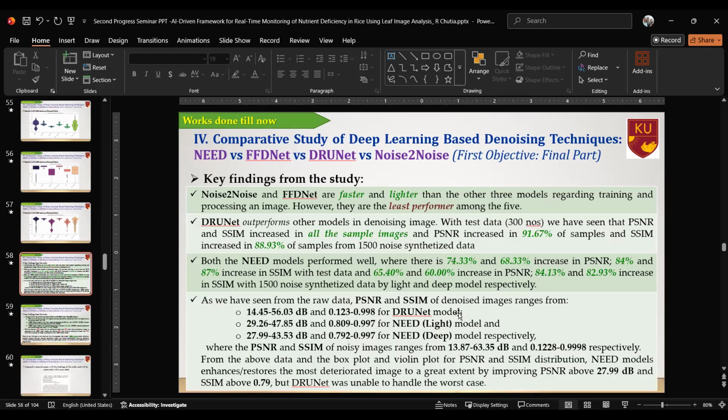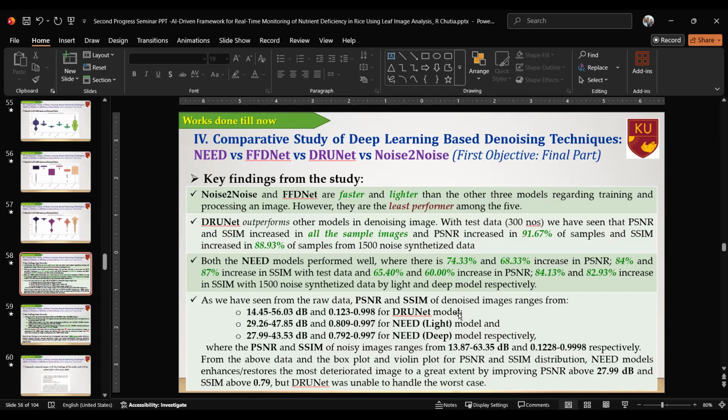So these are the key findings from the study. The Noise2Noise and FFTNet are faster and lighter than the other three models regarding training and processing an image, however, they are the least performer among the five. Then DRUNet outperforms the other models in denoising images.